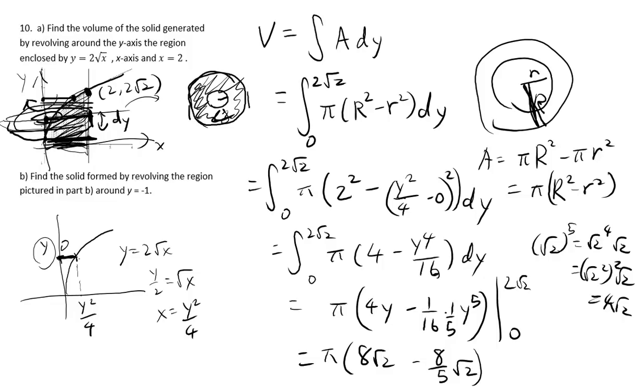When you plug in 0, you're not going to get anything, and if you simplify this, you're going to get 32 radical 2 over 5. Let me rewrite this. What I'm trying to say is that it should be 32 radical 2 over 5 and then pi.